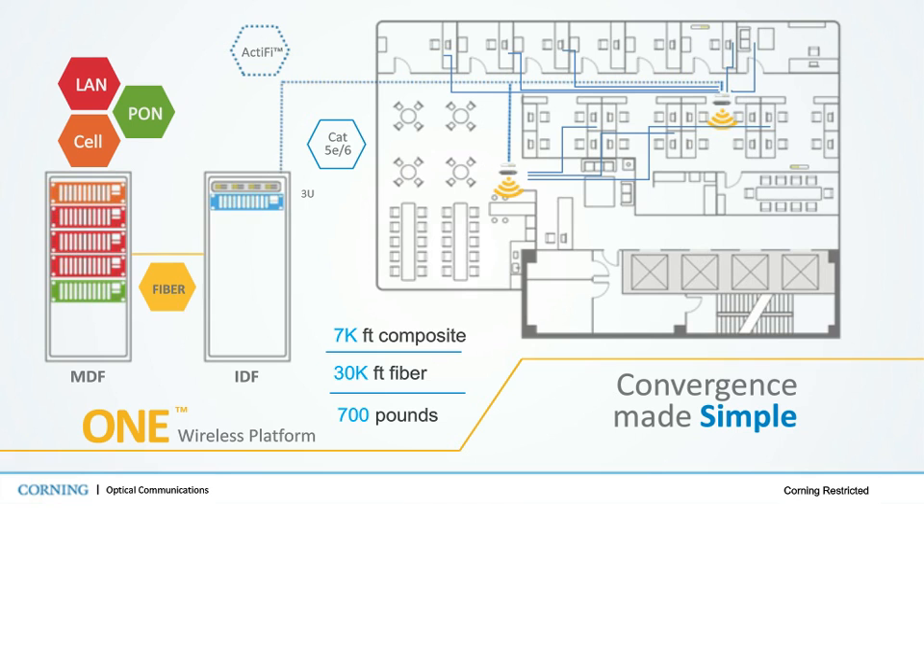And in this example, we're using only 7,000 feet of that composite fiber, 30,000 feet of fiber total, at a weight of 700 pounds. So there's certainly savings to be had here, less cabling to be run, there's less weight up there, the cost of the cabling is less expensive because we're not using copper, and the installation is easier and probably takes about half the time.